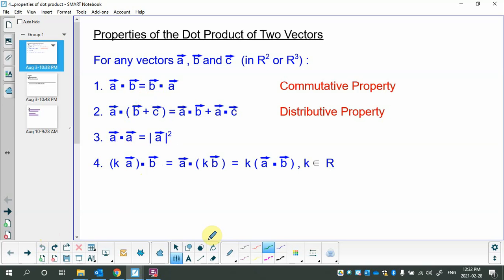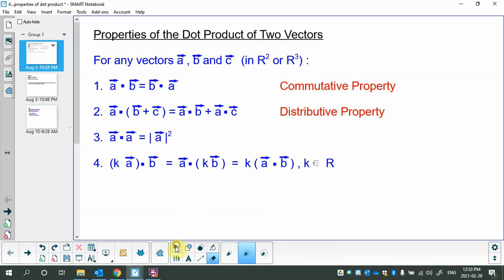The third thing is that if you dot a vector with itself, you end up getting the magnitude of that vector squared. So this one, actually I'd say this one and this one are pretty essential.